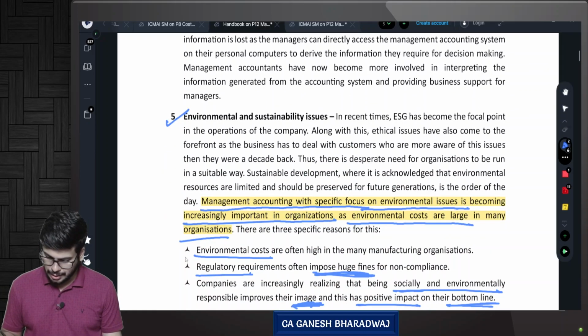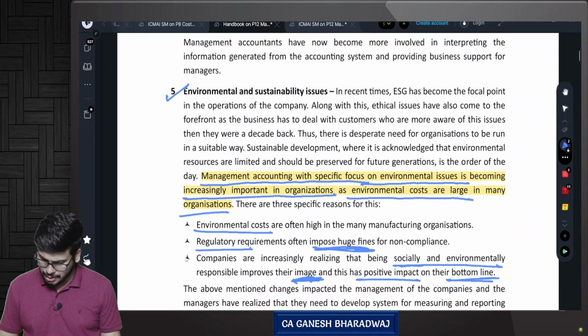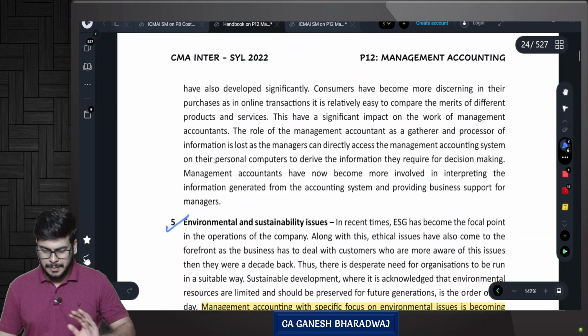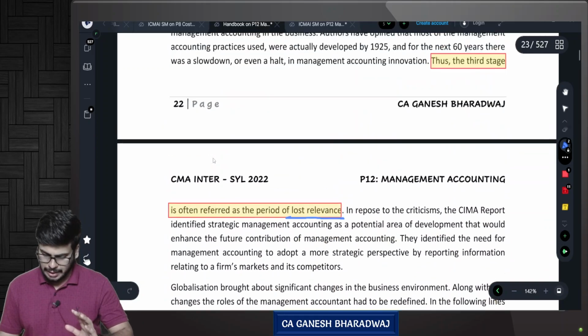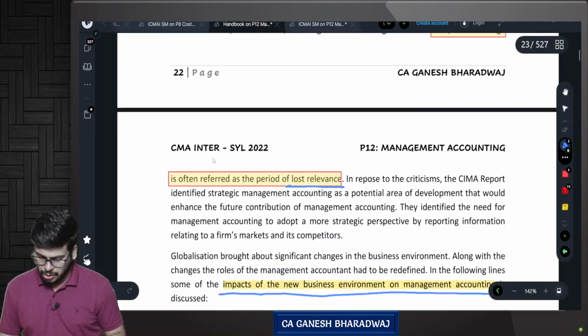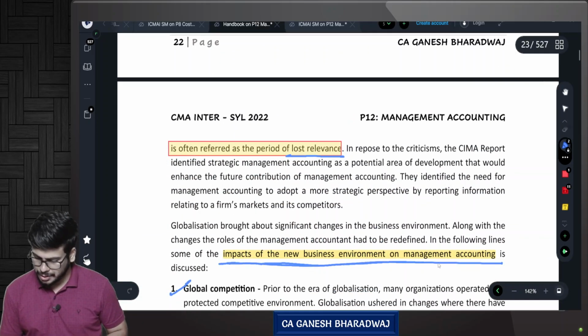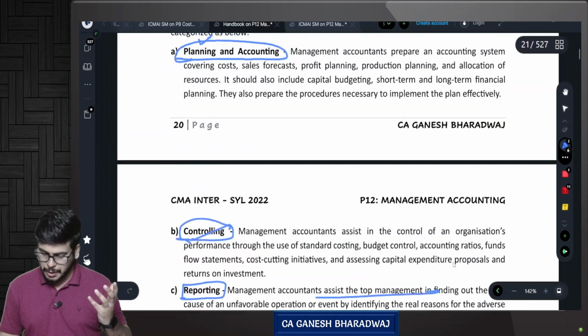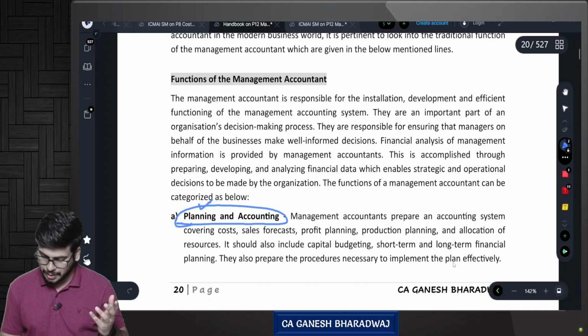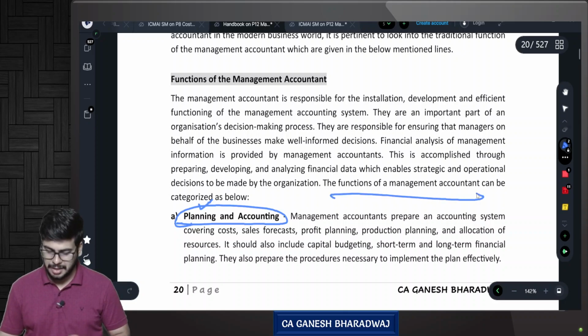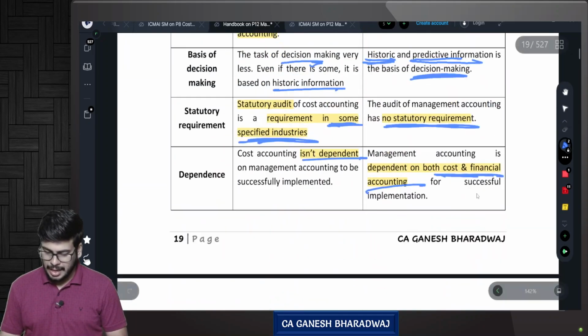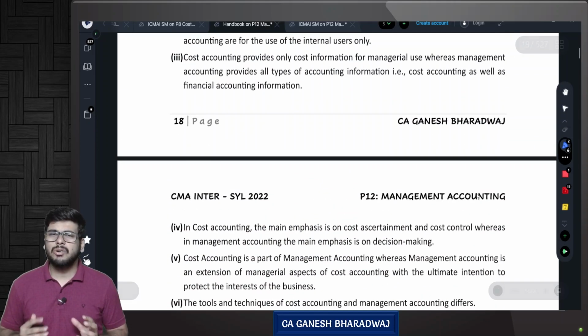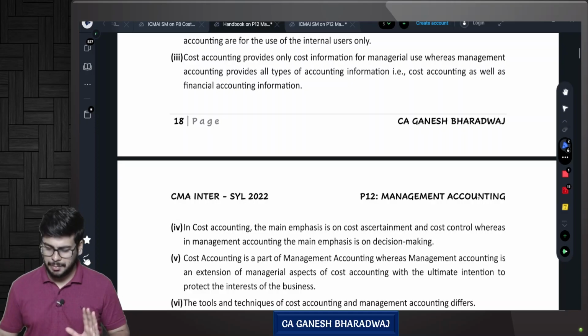So if you see here, yes, we did this here. Fine. If you see all these things that we have mentioned here theoretically, what is the impact of the new business environment on management accounting? And if you see here, the management accountant, the roles of management, the functions of a management accountant, it's been mentioned here. We saw this. Fine. And the differences, all these things. So you just go through it once. You need not mug up anything. Go through it once. That will be sufficient.